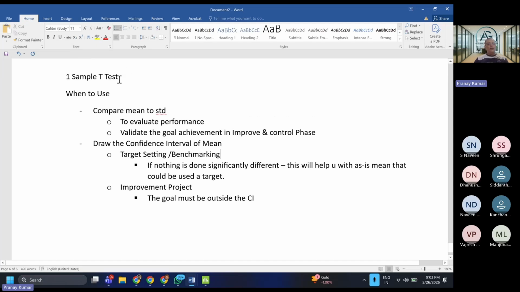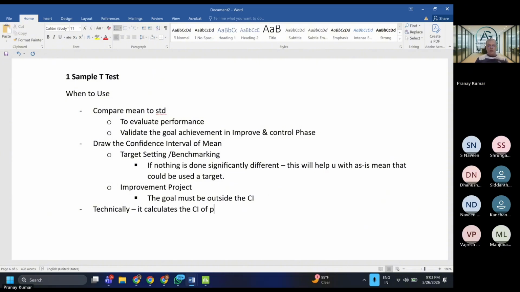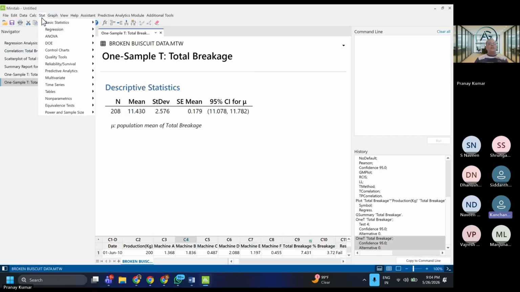So the first test that we looked at is the one sample t-test. And like I was telling you earlier, technically what is happening in the background? It calculates the confidence interval of the population mean. If the target falls between the CI, then it will call it null hypothesis, else it will call it alternate hypothesis.